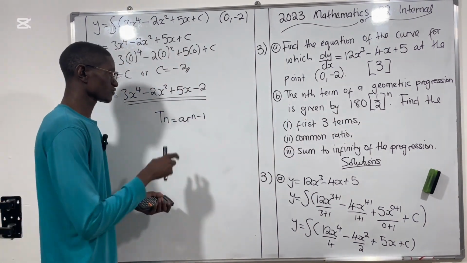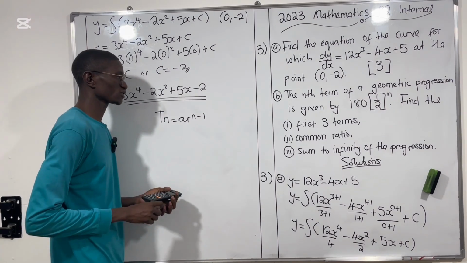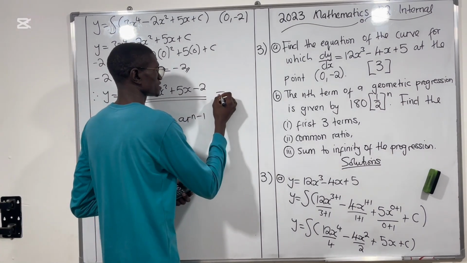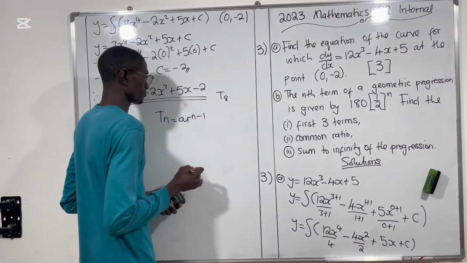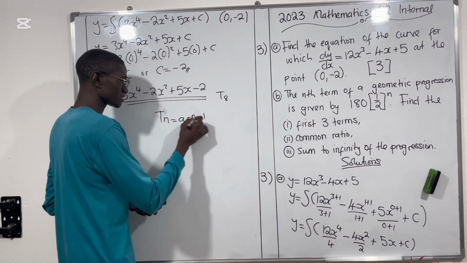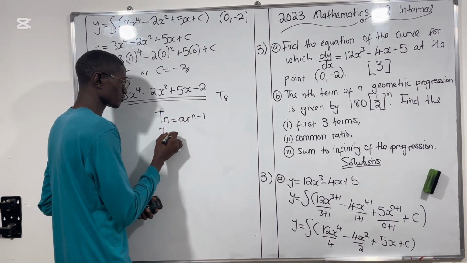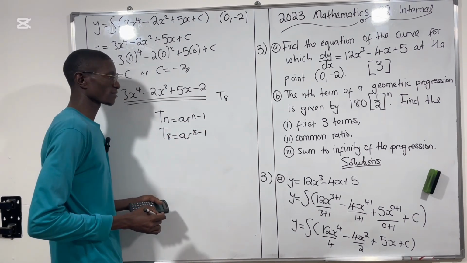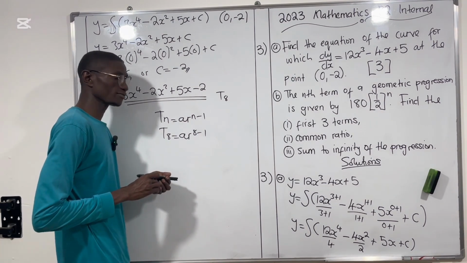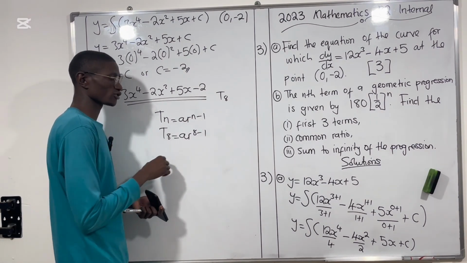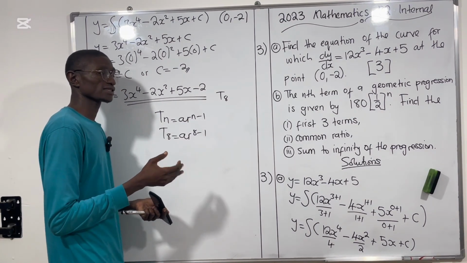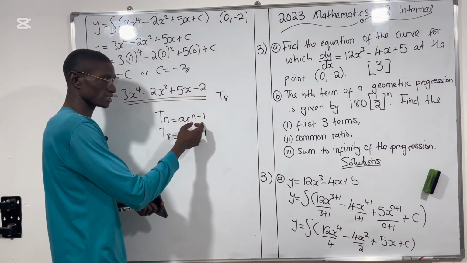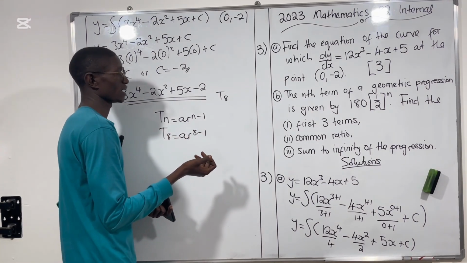When you are using this formula, one thing you need to take note of is that when you're finding, for example, the 8th term, wherever there's n in this formula, you're going to put 8. If you're finding the 10th term, wherever there's n in this formula, you're going to put a 10. If you're finding the 20th term, wherever there's n in this formula, you're going to put 20.